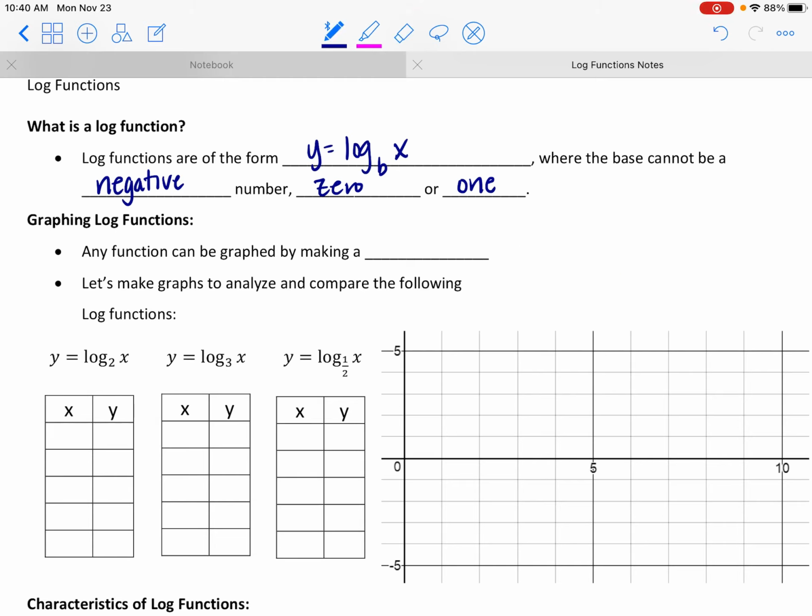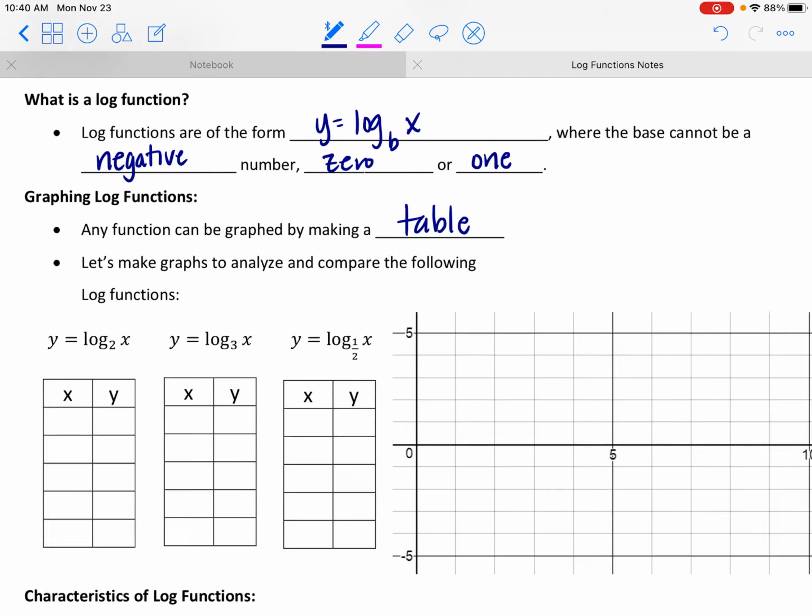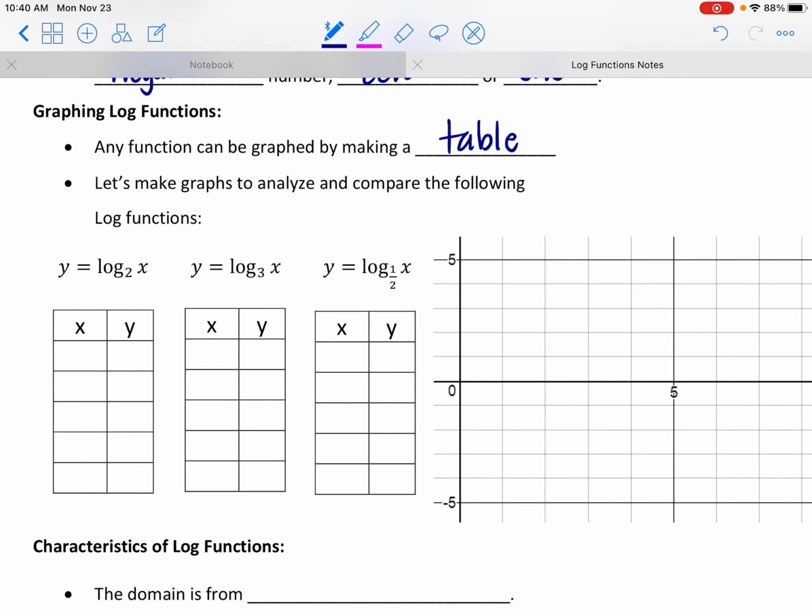So I know we have technology that graphs for us, but in order for us to better understand what's happening with the log function, we're going to graph the old-fashioned way. So remember, any function can be graphed by just making a table the old-fashioned way. So that's what we're going to do here. So let's look at y equals the log base 2 of x.